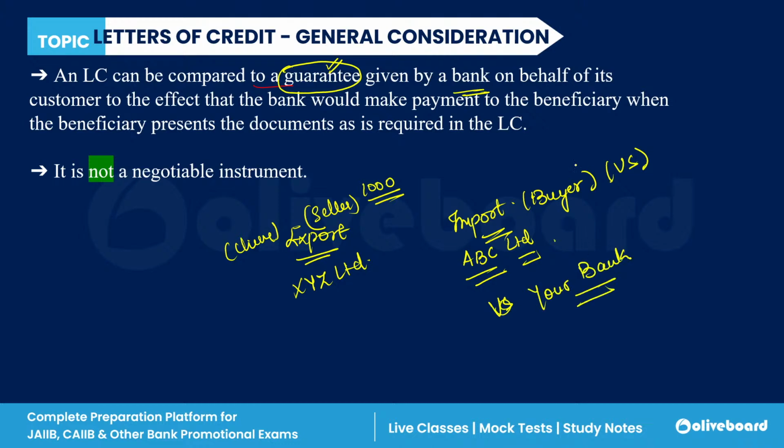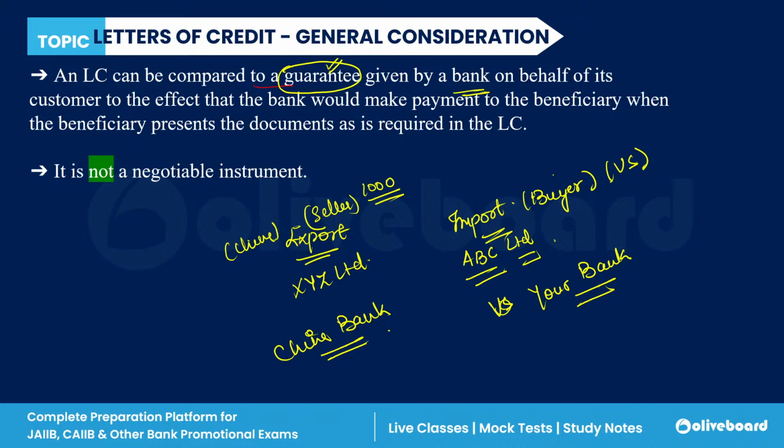The bank in the importer's country is your bank, and this is the China bank, the exporter bank. Now, to give XYZ Limited the confidence that it will get paid, ABC Limited goes to your bank, the bank in the importer's country, and asks them to issue a letter of credit.